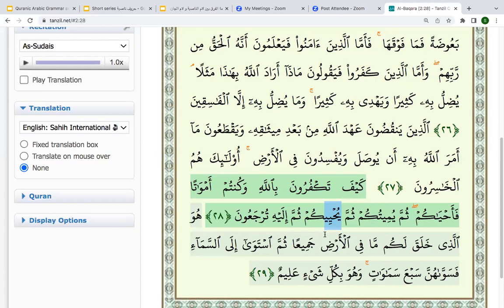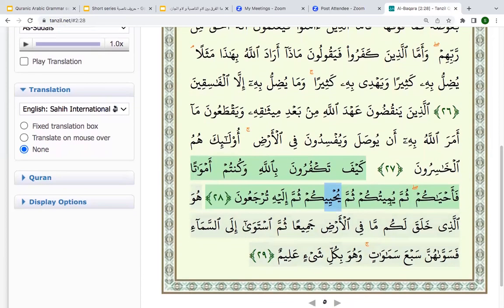Why will I give you its nasb status? Yuhyi. Ya is there. Why will I give it jar status? It's marfu in status. My dear sisters, it's simple, plain, marfu in status because ya is intact. Ya does not have a fatha. Therefore, it is marfu in status. Simple. Yumitu. Yumitu. What's the status?